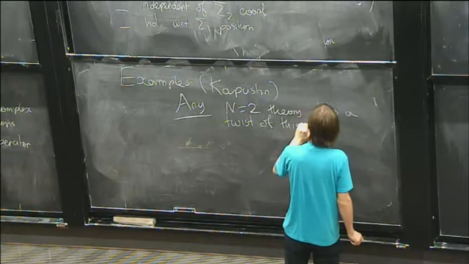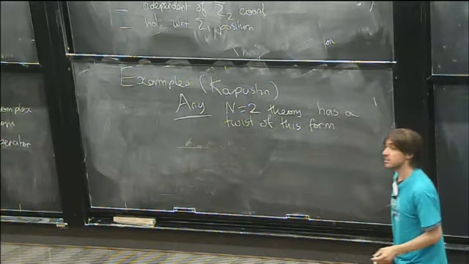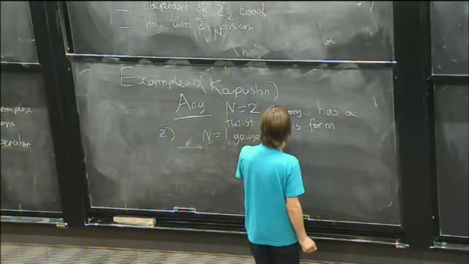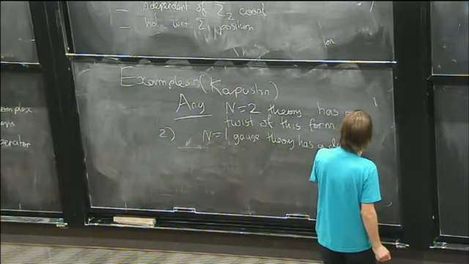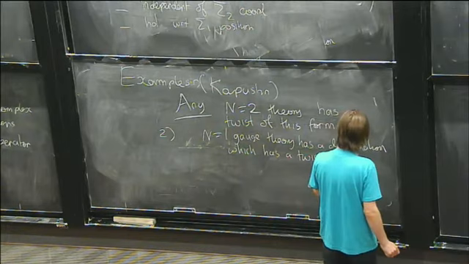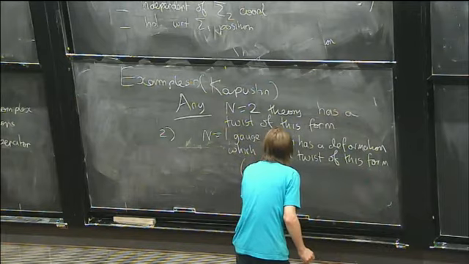You can see this just by looking at the supersymmetry algebra. And the main example, N equals 1 gauge theory, has a deformation which in turn has a twist of this form. And this is the example which will lead to the spin chain systems.